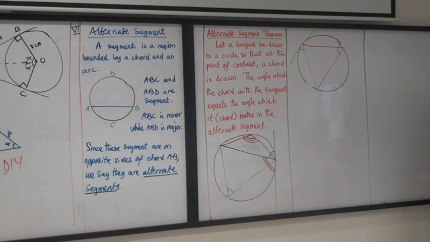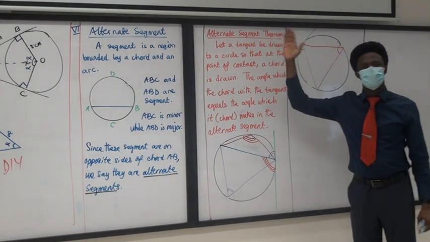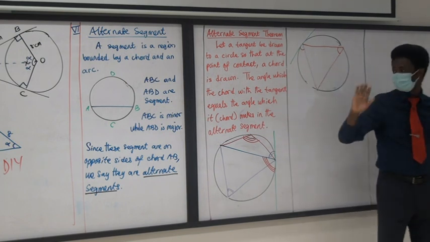Okay? And when you are stating your reason, the only thing you need to write is 3 words. Alternate segment theorem. That's all. Not this 2.